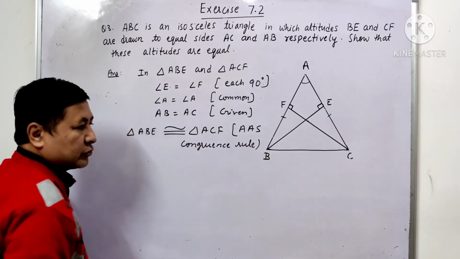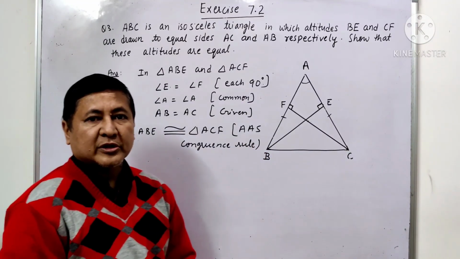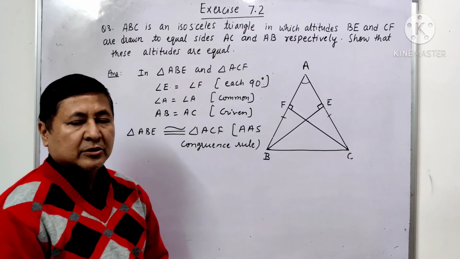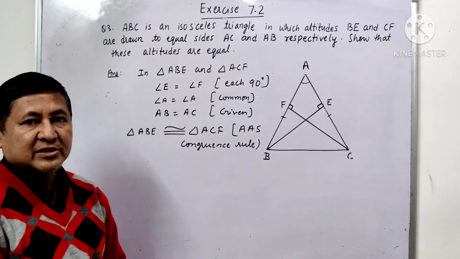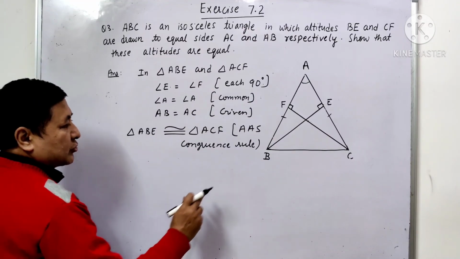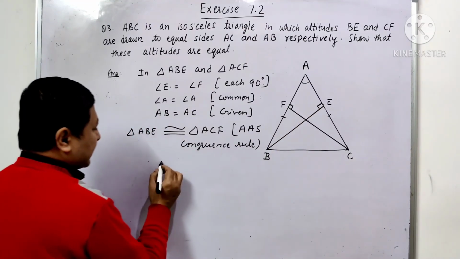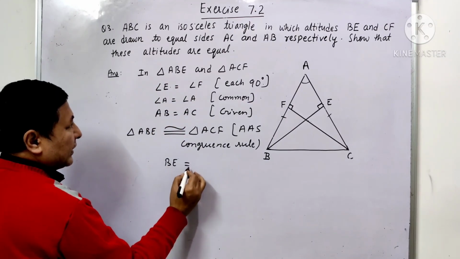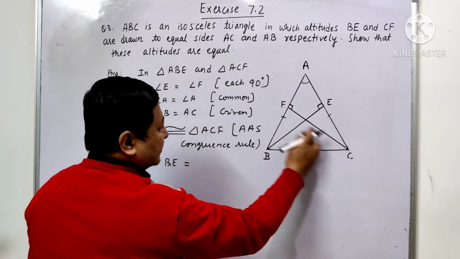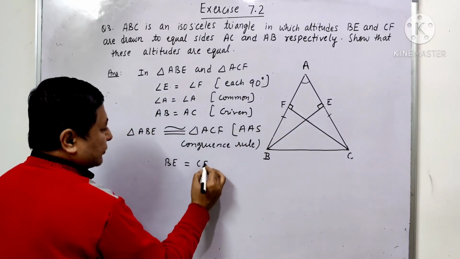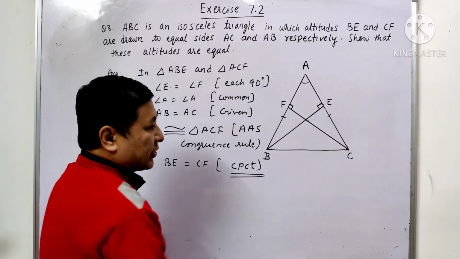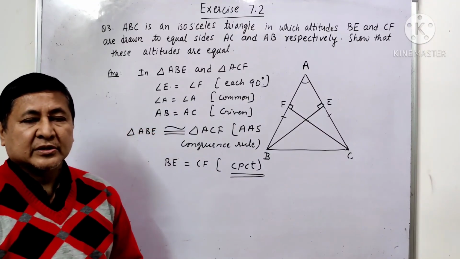And we know that when two triangles are congruent, then their corresponding parts are also equal. That is CPCT, corresponding parts of congruent triangles are equal. So in this, the corresponding part is BE, that is the altitude in triangle ABE, and CF, this altitude. Both will be equal due to the reason that corresponding parts of congruent triangles are equal.